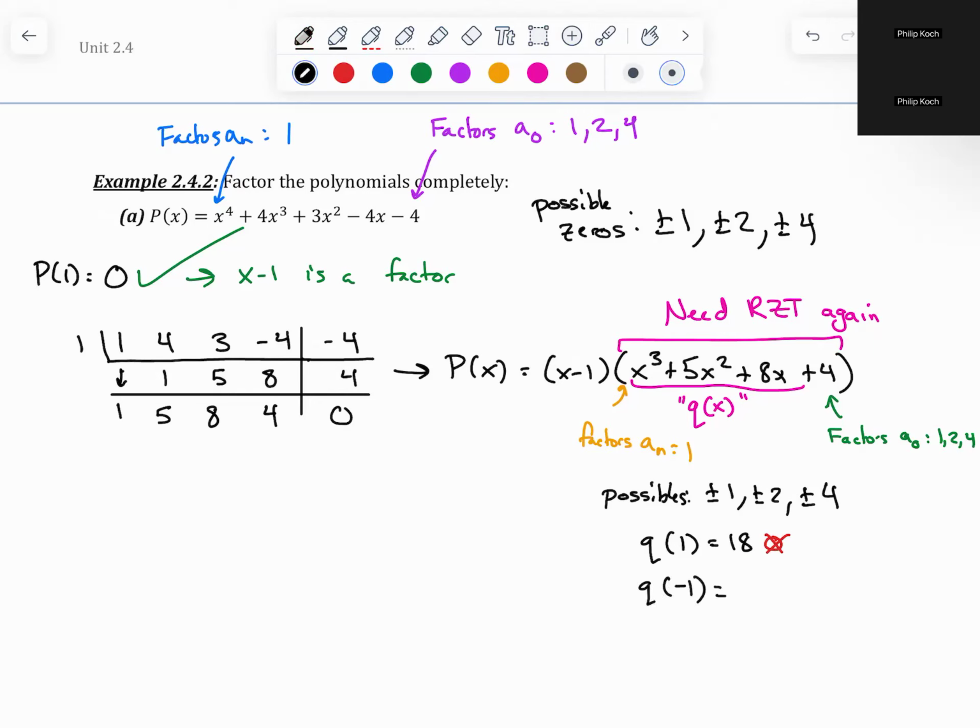In fact, I want you to notice something. I'm not going to bother testing any more positive ones. Why? Just a little nifty trick to notice. Every term in Q, this pink function I'm calling Q, every single term is positive. So if I plug in a positive number, it's just going to be adding a positive plus another positive plus another positive plus another positive. It'll never be 0. So I don't need to test any positive numbers anymore.